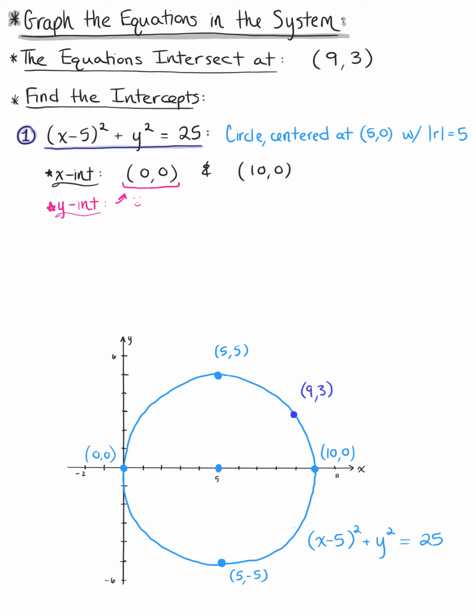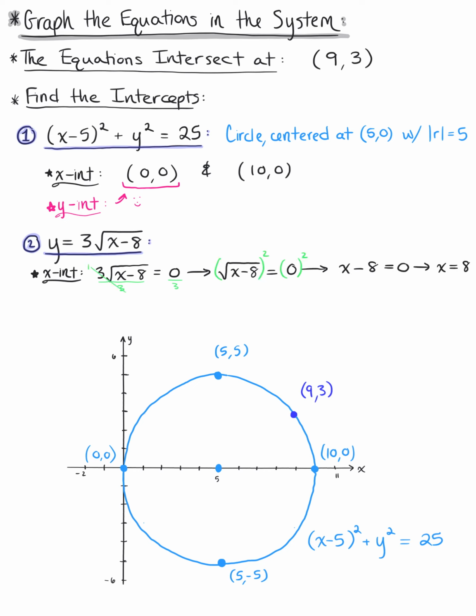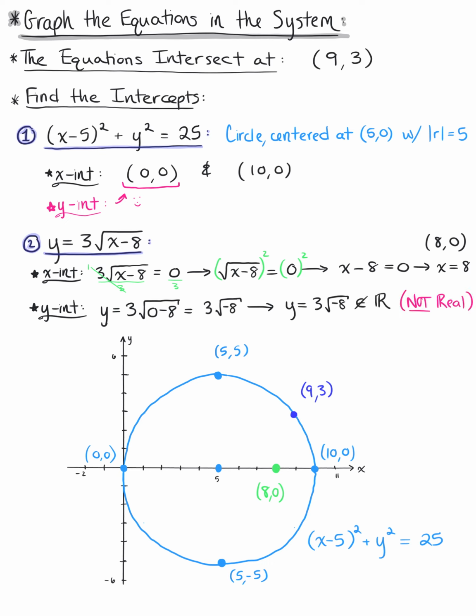Now we want to do the same thing for the equation of the square root. So for the x-intercept, we're going to let y equal 0 and solve for x, which produces x equals 8. So we have an x-intercept at the ordered pair (8, 0). And for the y-intercept, we know that we're going to let x equal 0 and solve for y. However, notice when we solve for y that we end up with 3 times the square root of negative 8, which is not a real number. So this is letting us know that the graph of the square root does not have a y-intercept.